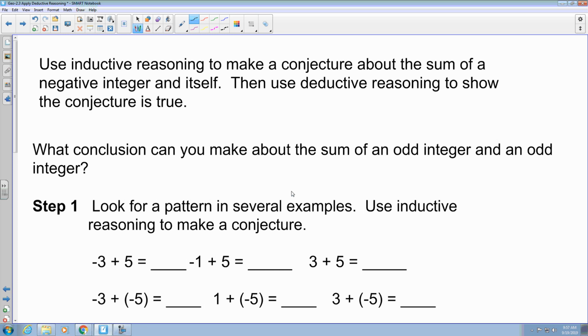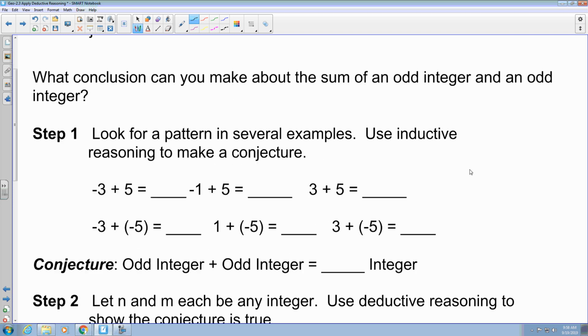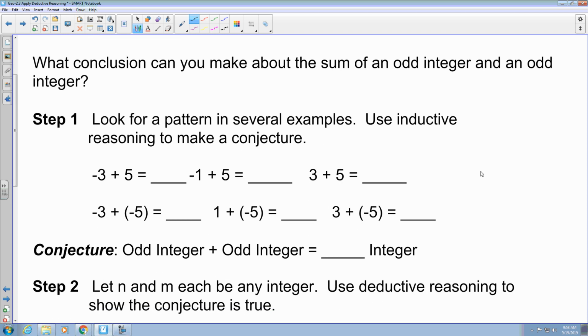Here it says you're going to use inductive reasoning to make a conjecture about the sum of a negative integer and itself. Use deductive reasoning to show the conjecture is true. So what we have here, it says step one, what conclusion can you make about the sum of an odd integer and an odd integer? So again, sum is addition, plus. It says look for a pattern in several examples to use inductive reasoning to make a conjecture.